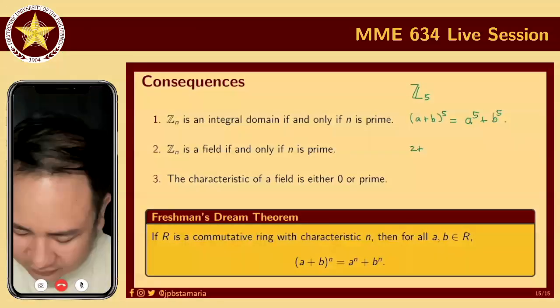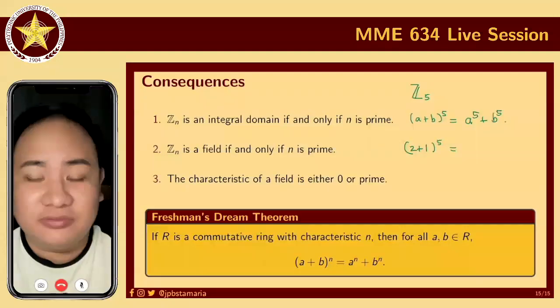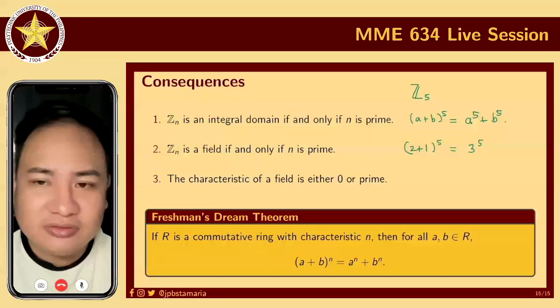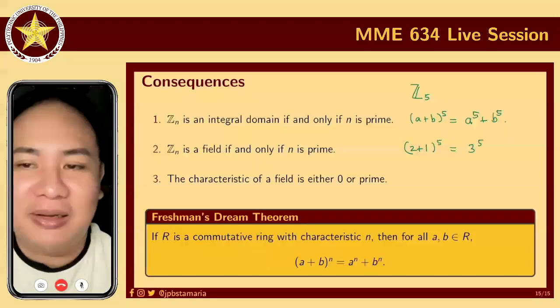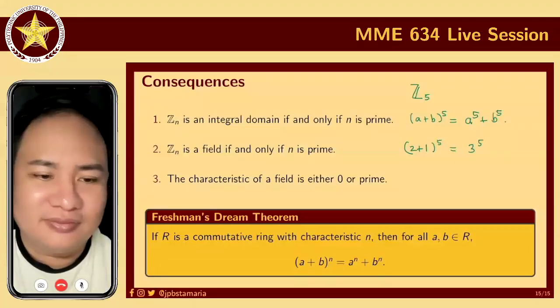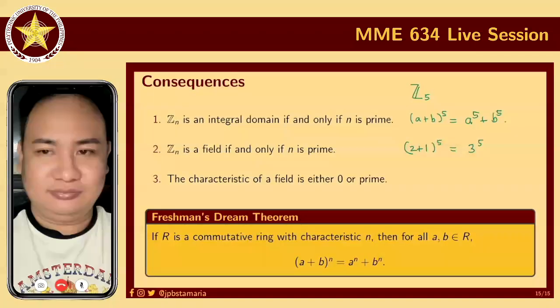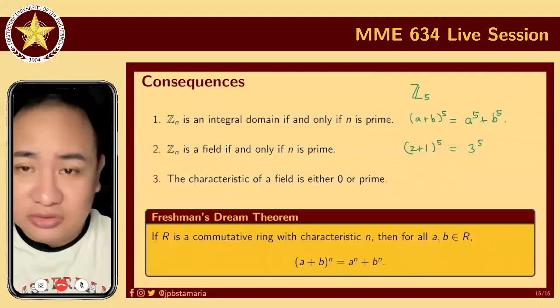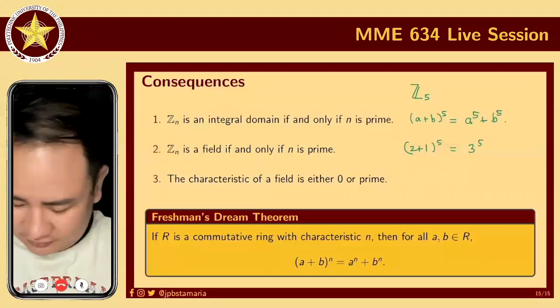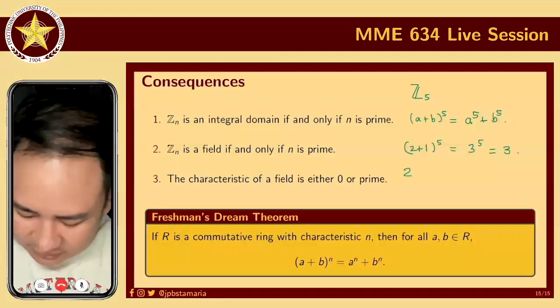2 plus 1 to the 5th. What is (2 plus 1) to the 5th? Well, it's 3 to the 5th. What is 3 to the 5th modulo 5? Let's first see what 3 to the 5th is in the normal number system. It's 243, right? 243 modulo 5, what's the remainder? 3, right? Very good.